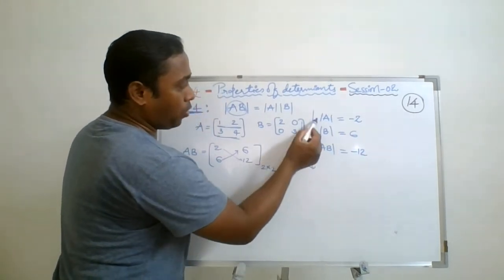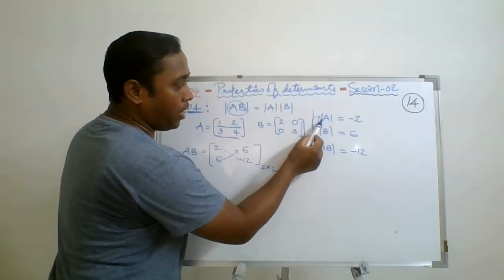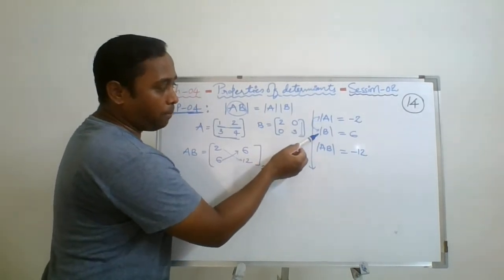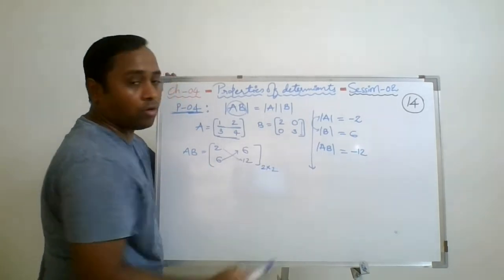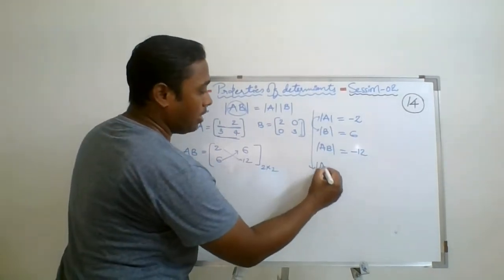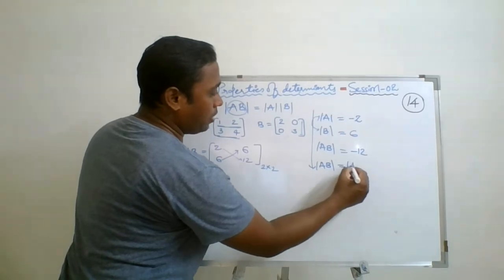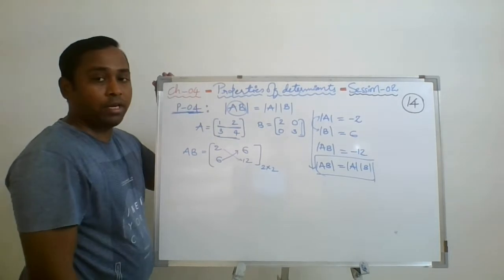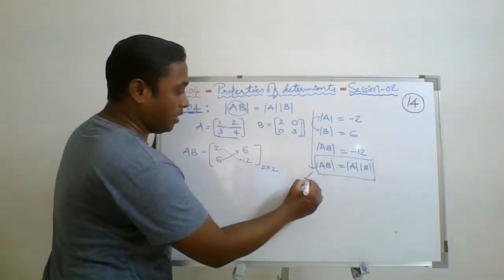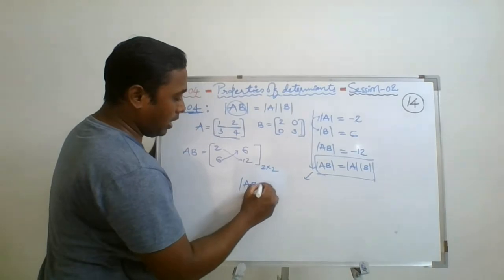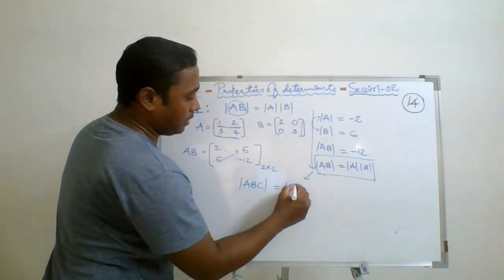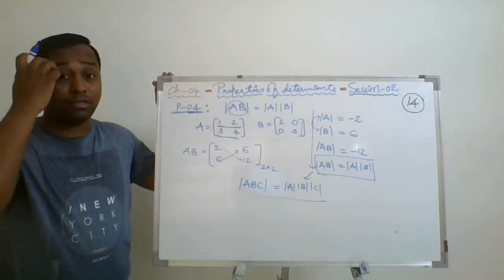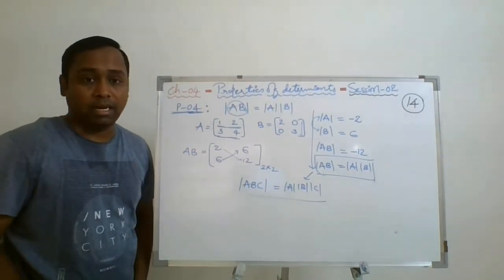So you can see the product of A into B, that is, not mod A, the determinant. So det A into det B is minus 12, that is equal to det AB. So from here I can say det of AB is equal to det A into det B. And this property you may generalize: determinant of ABC we can write as det A into det B into det C. So we may extend it for n number of matrices.